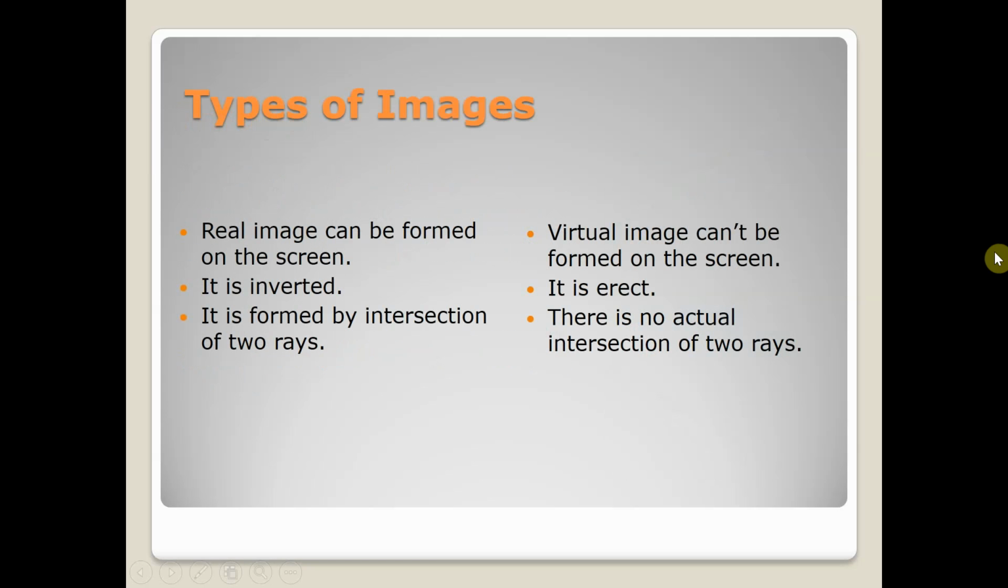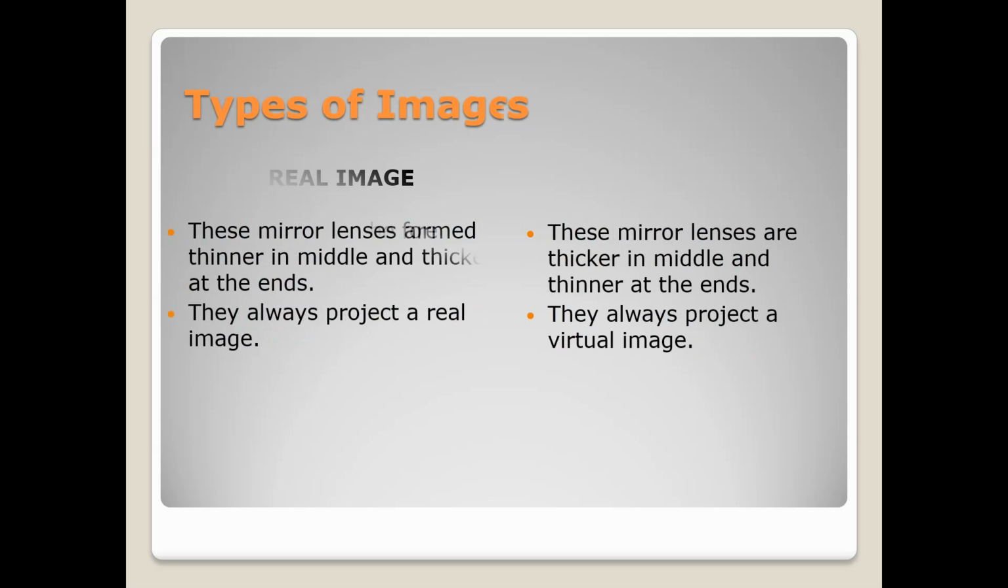Coming to types of images. There are two types of images, real image and virtual image. A real image can be found on the screen, whereas a virtual image can't be found on the screen. A real image is inverted, whereas a virtual image is erect. A real image is formed by intersection of two rays, whereas a virtual image has no actual intersection of two rays.